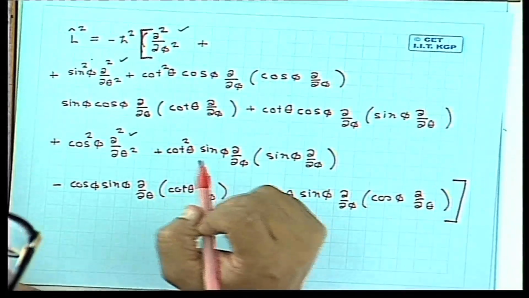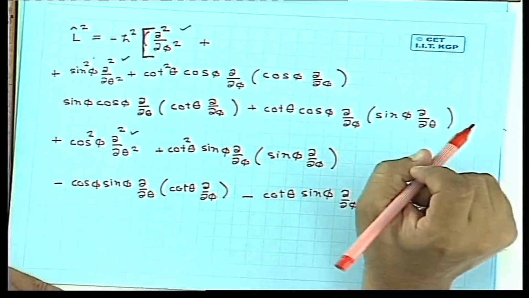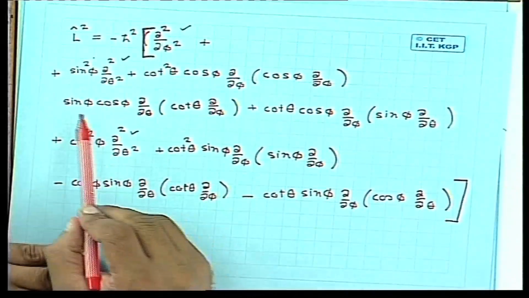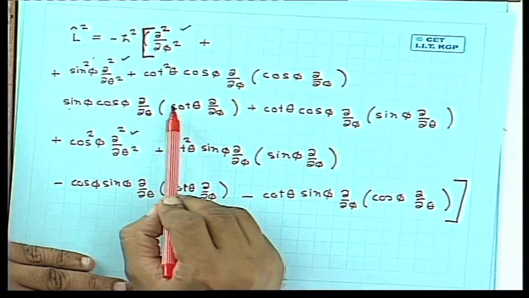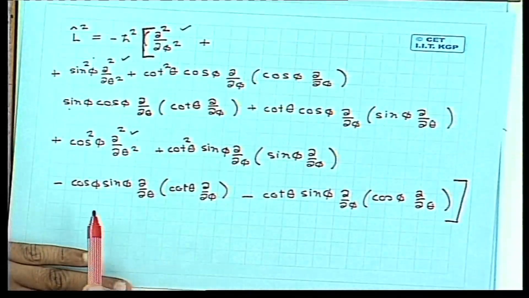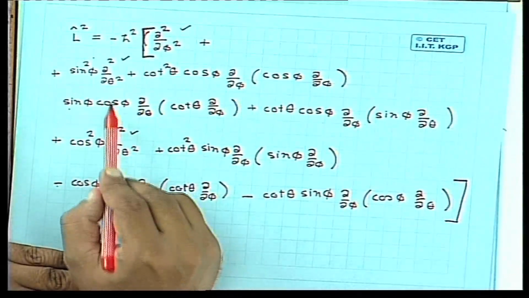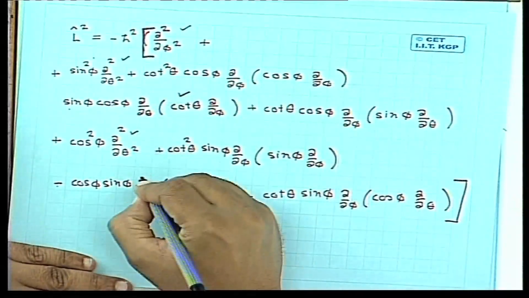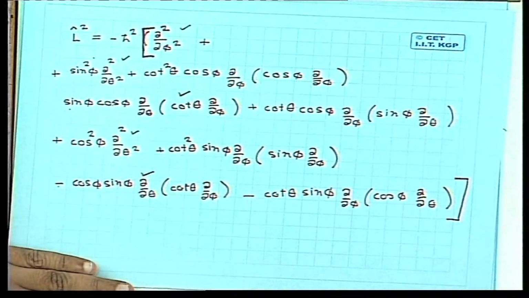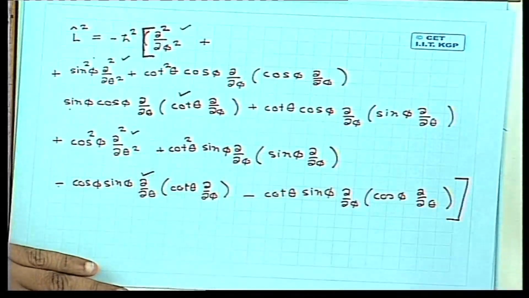Now let us see if any of these terms cancel out. So this term over here, sin phi cos phi del by del theta cot theta del by del phi, cancels out with this term which is exactly the negative of this. So this is also taken care of. Okay, so these two terms are gone.